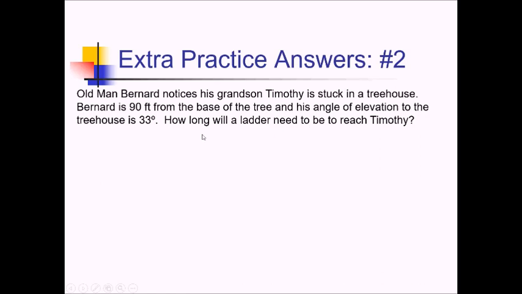So we have an angle of elevation. That's a right side up right triangle. Here's Bernard. Here's the treehouse. And we're 90 feet from the base of the tree. So that's this distance down here, 90 feet. Angle of elevation is 33 degrees, so that's between the horizontal and the hypotenuse right here. And how long will the ladder need to be? Well, the ladder is this hypotenuse here going from Bernard to the treehouse. So we'll put an x up there.